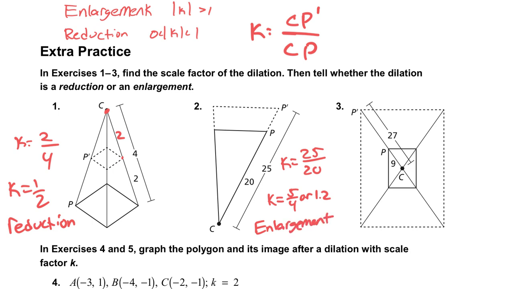And then for number 3, C to P prime is 27. C to P is 9. So K equals 3, which is also an enlargement. All right, let's go to example 4.